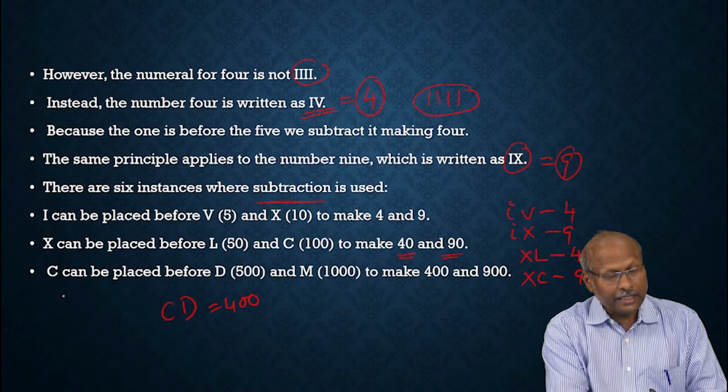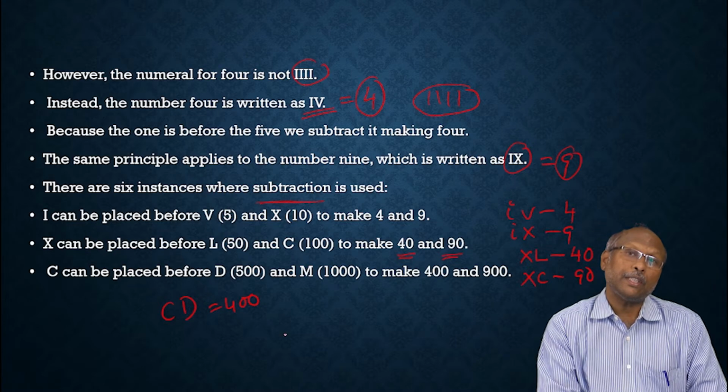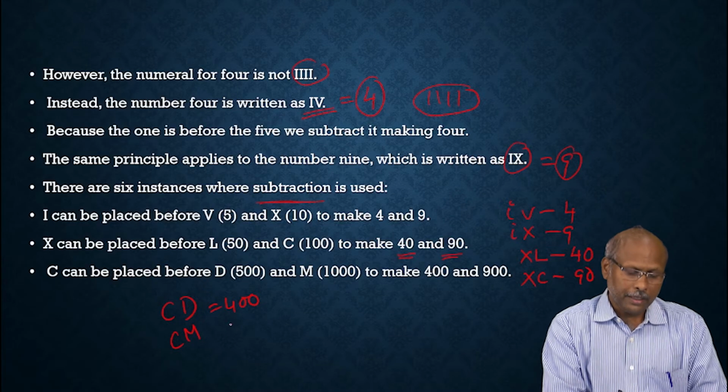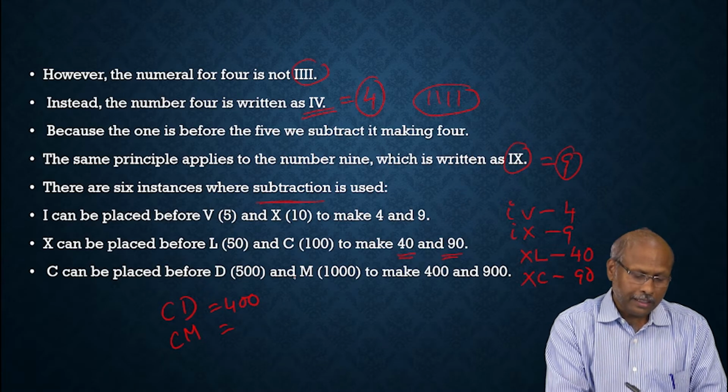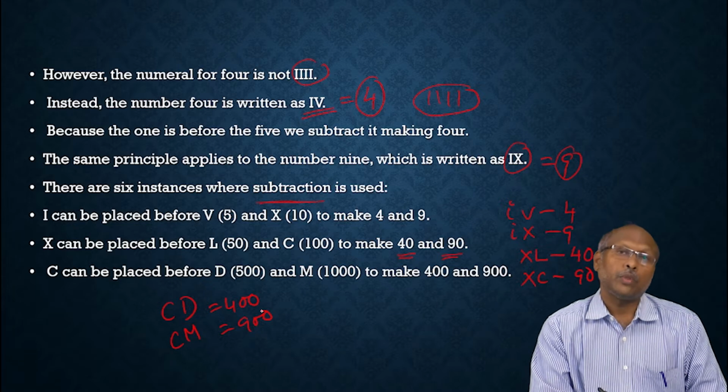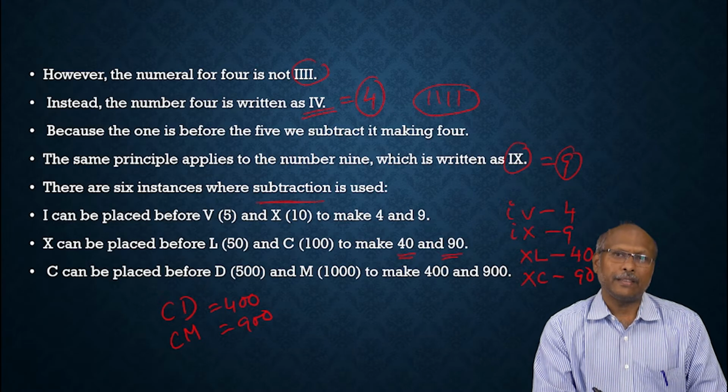Similarly, you can write C before M also. Actually, M is how much? 1000. So if you write C with M, that means CM, 1000 minus 100, that is 900. So these are the values you should remember before converting Roman to integer.